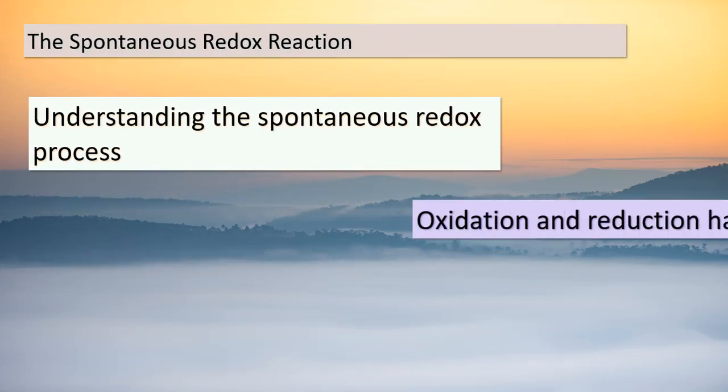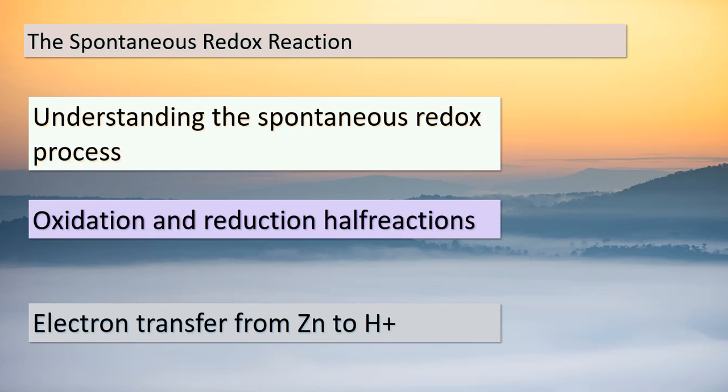Greetings, dear students. Now, let's dive deeper into the spontaneous redox reaction that powers the voltaic cell we discussed earlier. This reaction involves two crucial components, oxidation and reduction. In the oxidation half reaction, solid zinc loses electrons, forming zinc ions. On the other hand, in the reduction half reaction, hydrogen ions gain electrons and are reduced to form hydrogen gas.